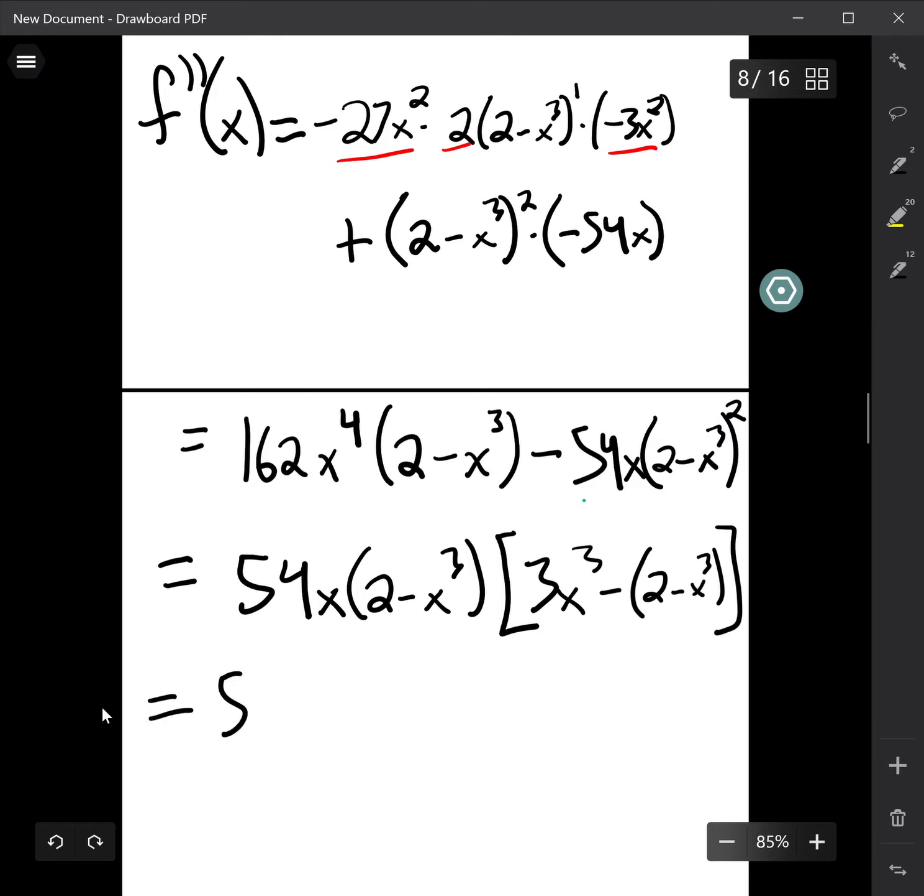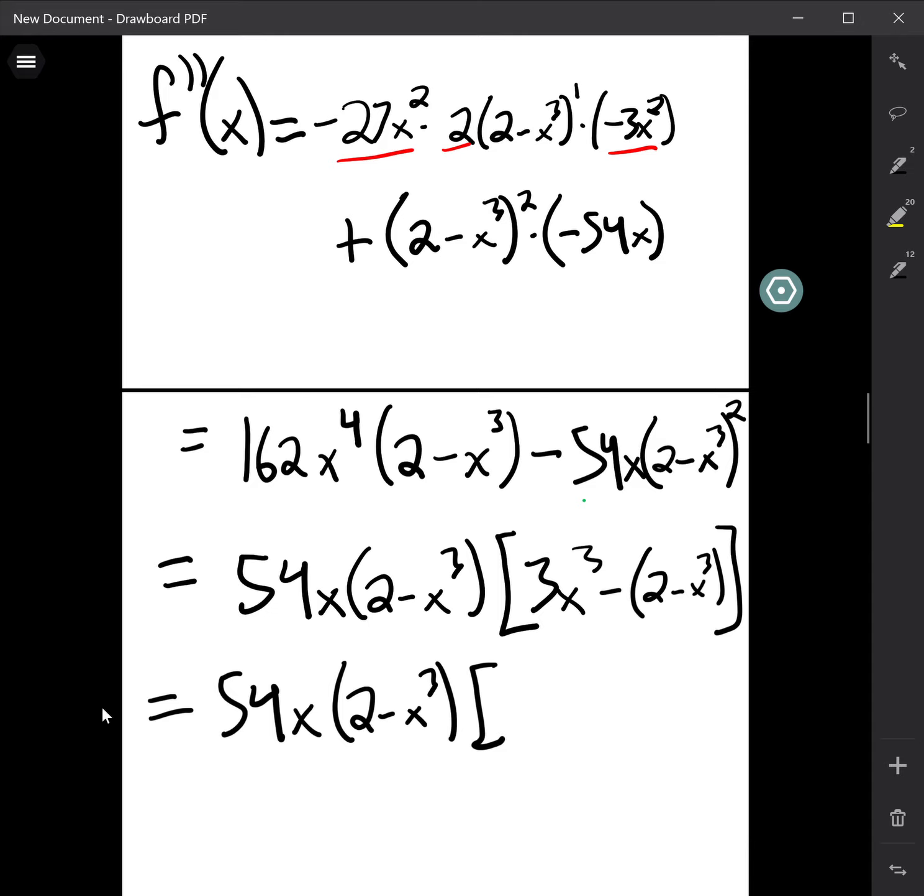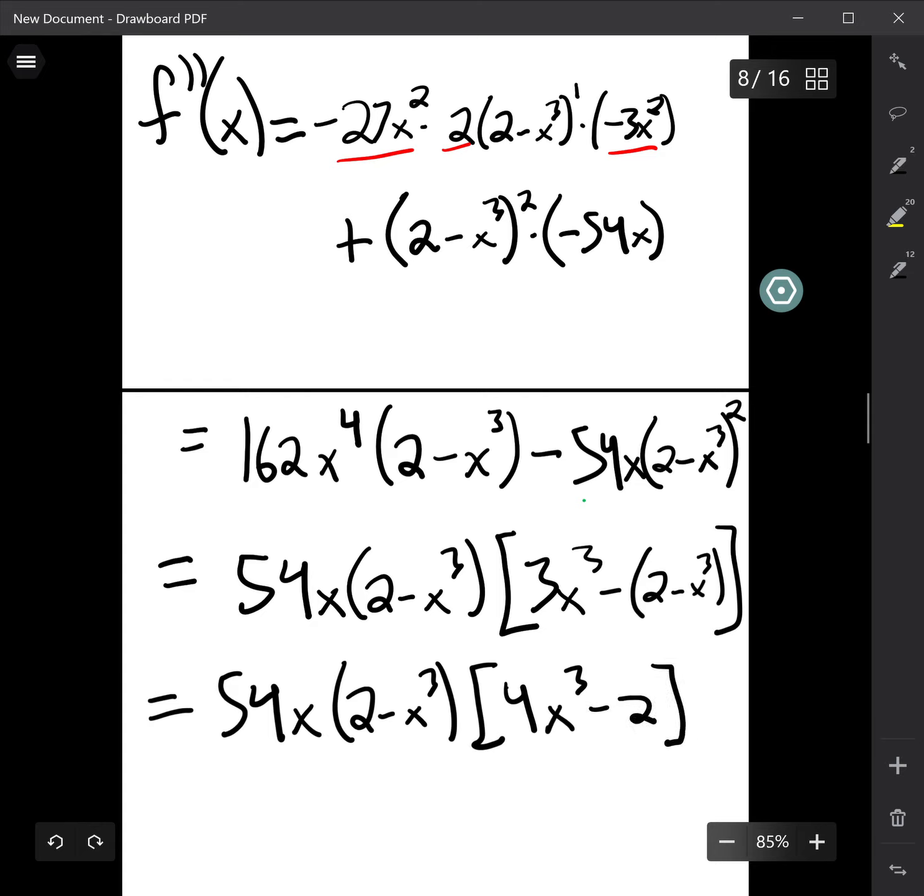You could even go one more step and distribute in that negative to notice that I'll get 4x cubed minus 2. So sometimes people like to go that far with their simplification. If I say, hey, simplify it, I'm really only going to expect you to go to this line right here, but just wanted to give you guys the full lowdown on it.